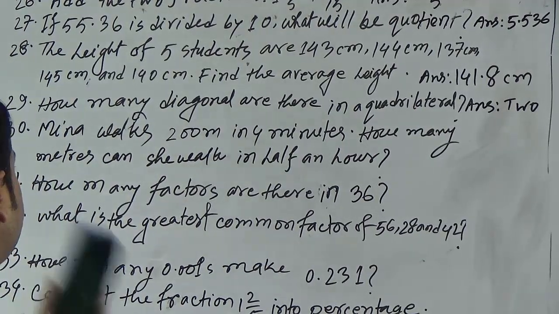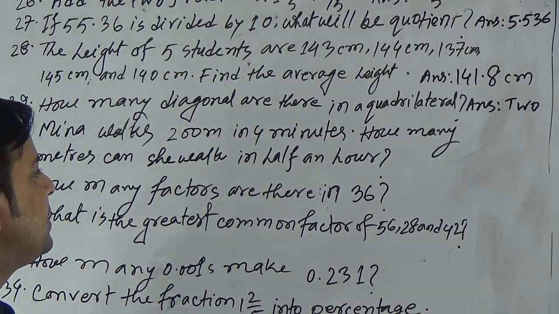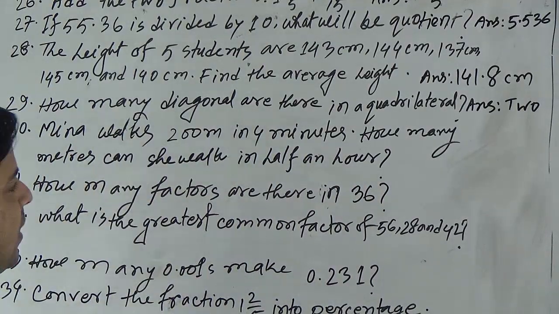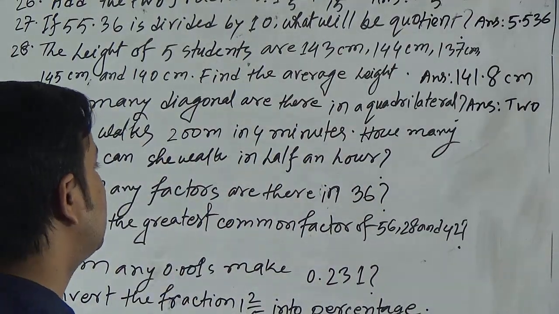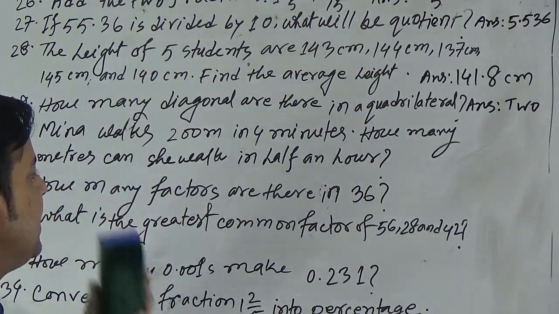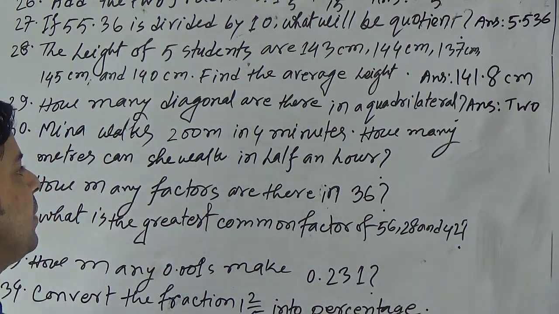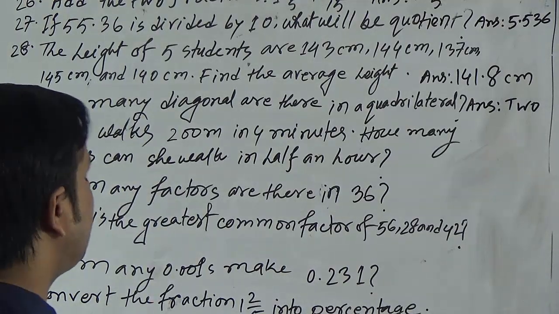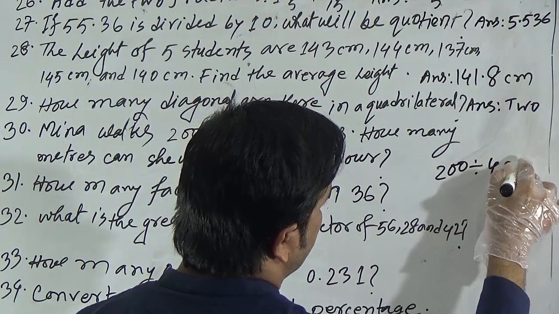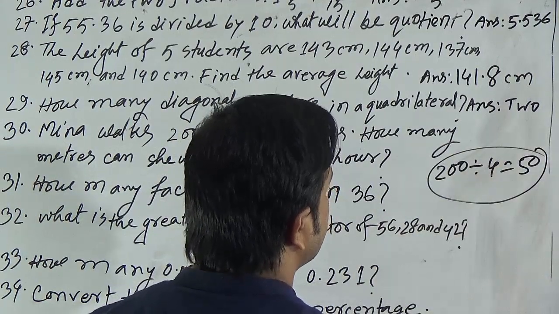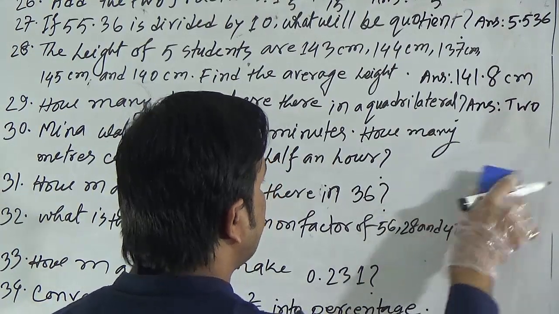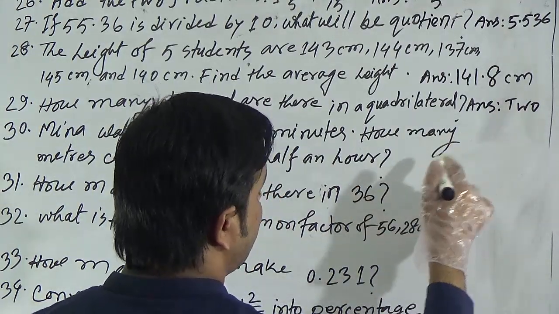Now next question. Meena walks 200 meters in 4 minutes. How many meters can she walk in half an hour? Here half an hour means 30 minutes. As Meena walks 200 meters in 4 minutes, at first we have to find the distance for 1 minute. So we have to divide 200 by 4. If we divide 200 by 4, this will be 50. Now we have to multiply this 50 by 30, as half an hour means 30 minutes.